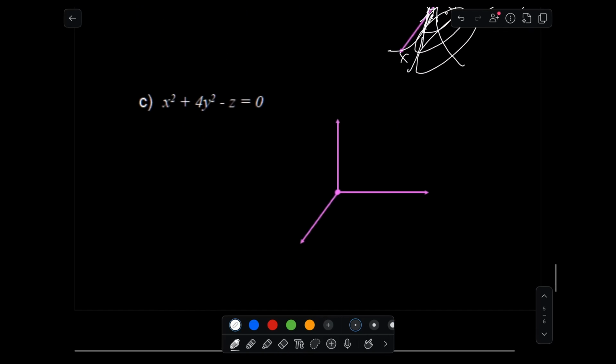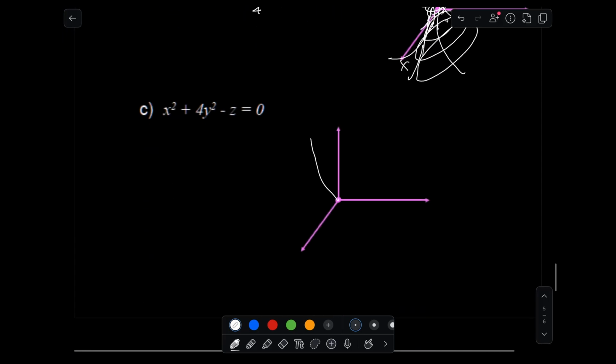This graph right here is going to be an elliptic paraboloid. So we can try this one real quick. It's just going to be a series of parabolas going up. And I think the one in the y direction is going to be a lot more steep. So we can draw this one a little bit fatter. This one's going to be going up a lot more steep.